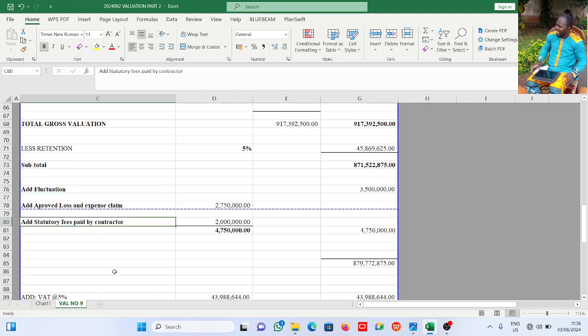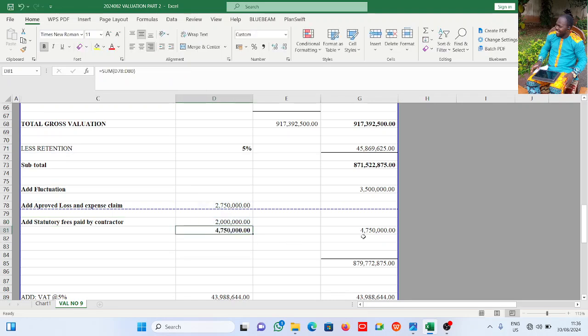I already explained what statutory works are, that the works that are done by statutory organizations, basically government organizations, like a building permit and planning fee, a right of way, utilities that you're allowed to your site, a government utility, maybe connection to central sewer, of course NEPA and all that. These are statutory fees, and the contractor paid them, so he has to recover this money, and we are told it is just 2 million naira.